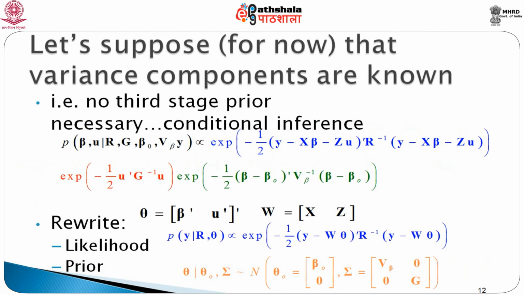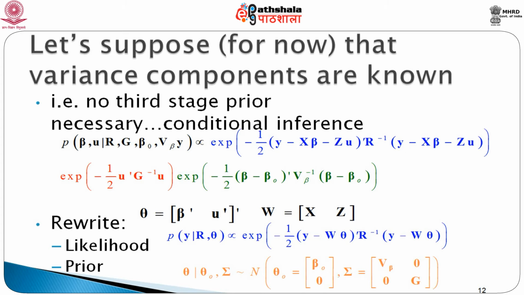Let's suppose that variance components are known. For the sake of simplicity, we assume variance components are known. So we assume R is known to us, G is known to us, and beta naught, V_beta earlier were known to us. So we write down this thing. In that case, we do not need to take any prior for sigma_e squared and sigma_u squared, and only beta and u are unknown.